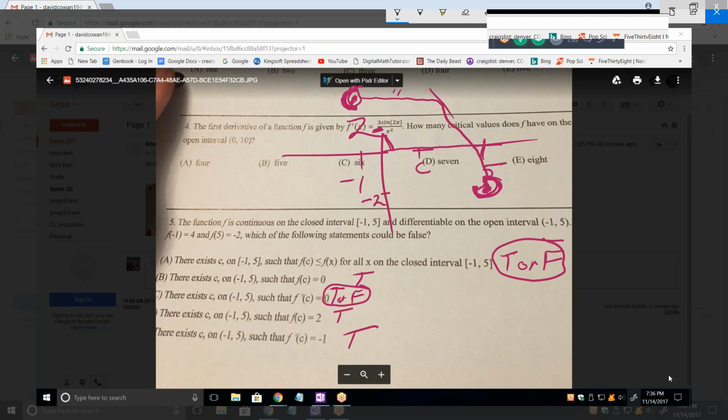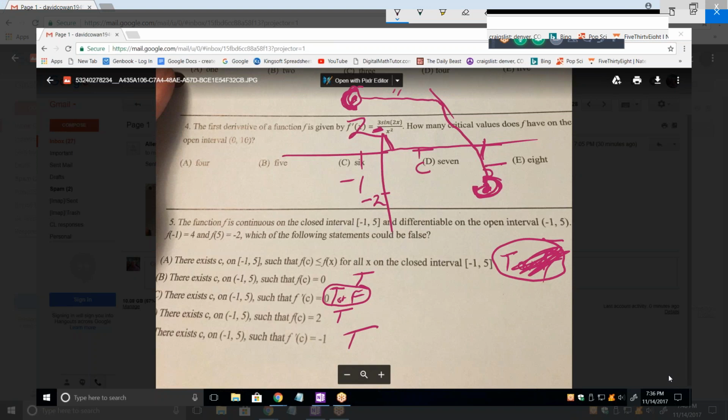What's the answer say? Is it A or C? It says C. Well, that one definitely could be true or false. But A, I feel like could be true or false also. So they're saying A cannot be false. So A has to be true.